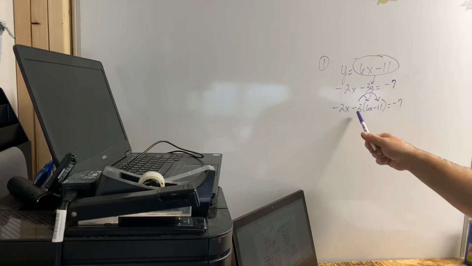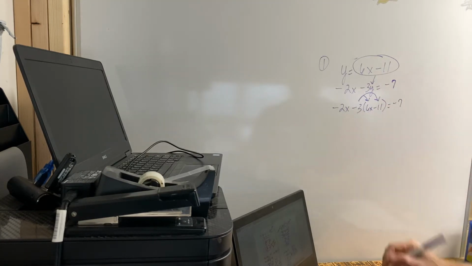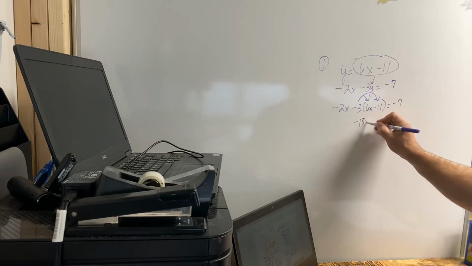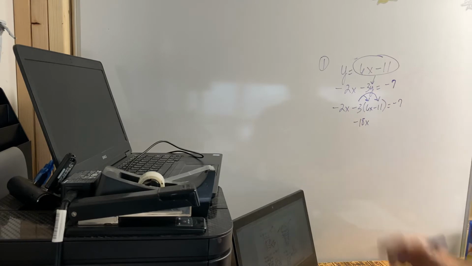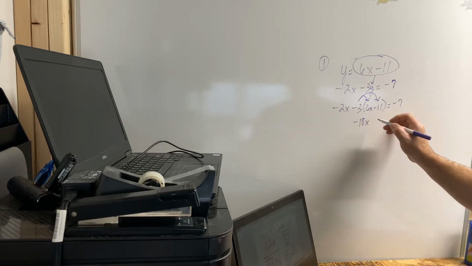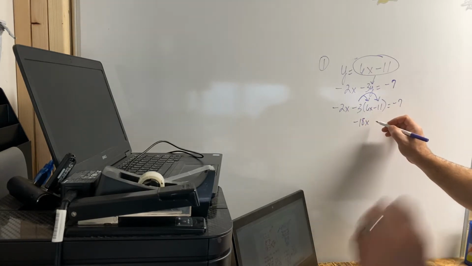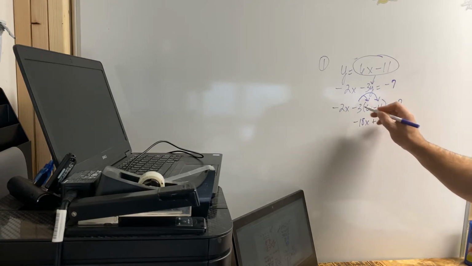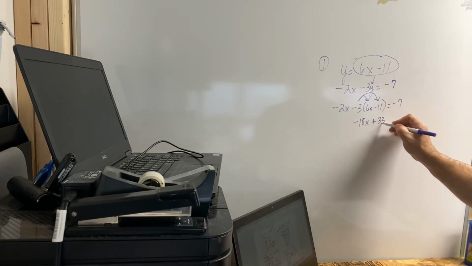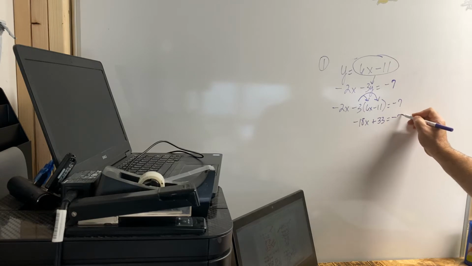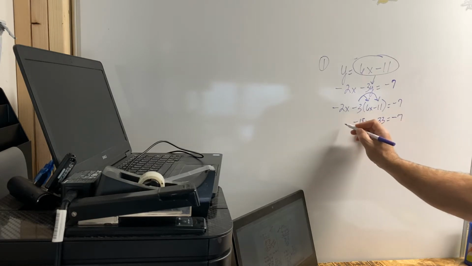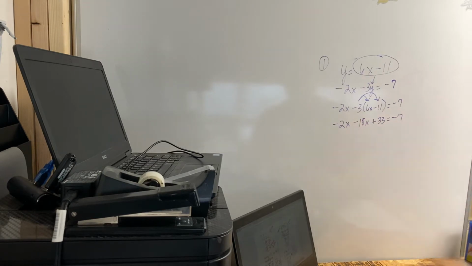So let's do that. Negative 3 times 6. Well, there's one negative, so that's going to be a negative. 3 times 6 is 18. And you attach the x. Negative 3 times negative 11. Oop, that's two negatives. So that means that's a positive. 3 times 11 is 33. Equals negative 7 is still there. And negative 2x is here.